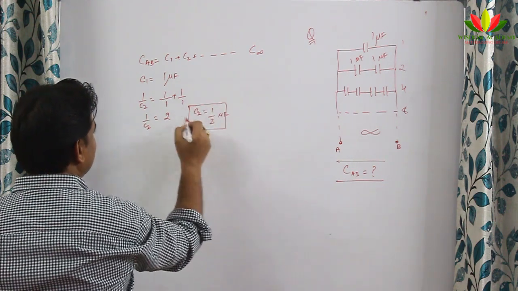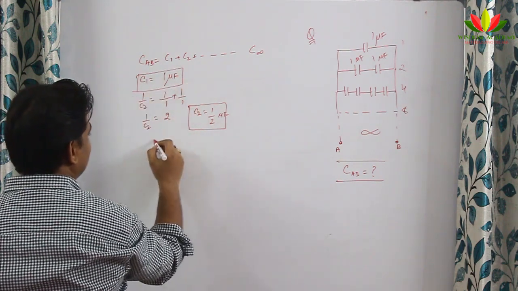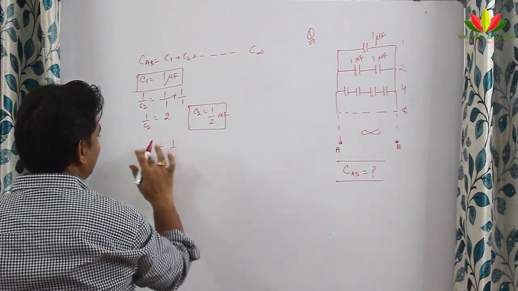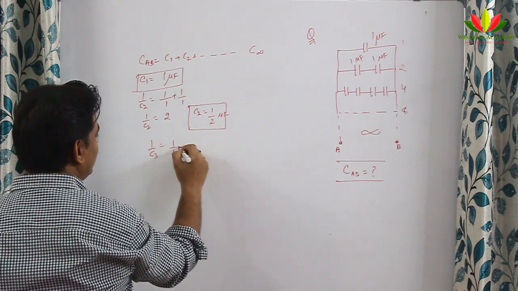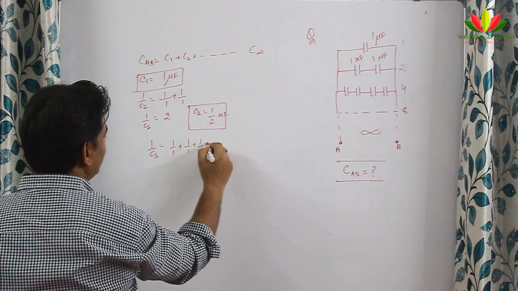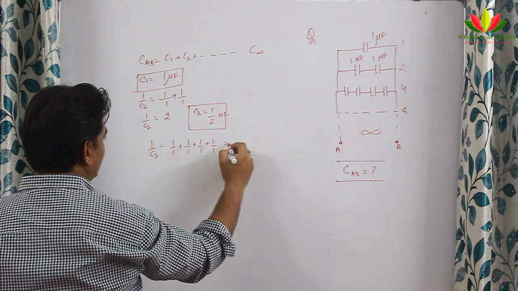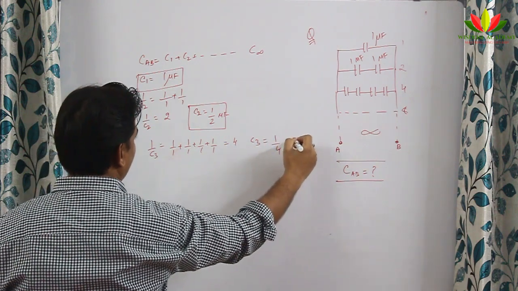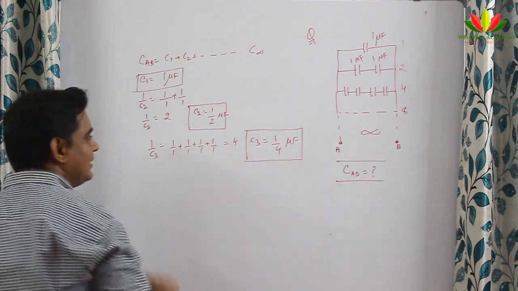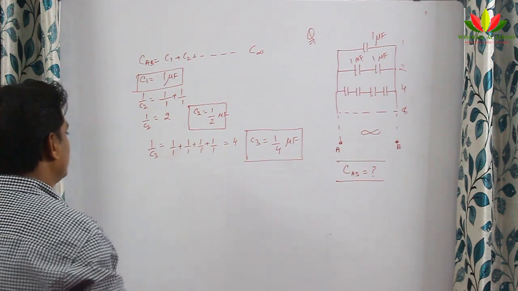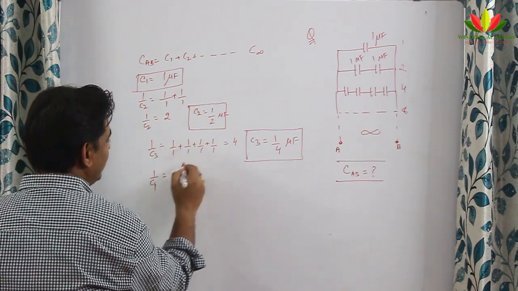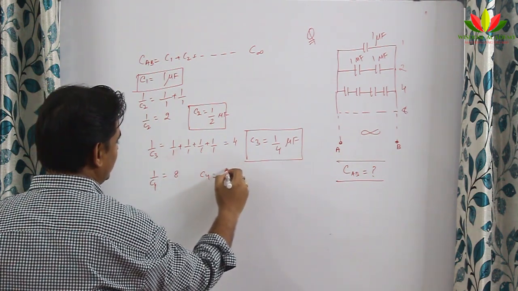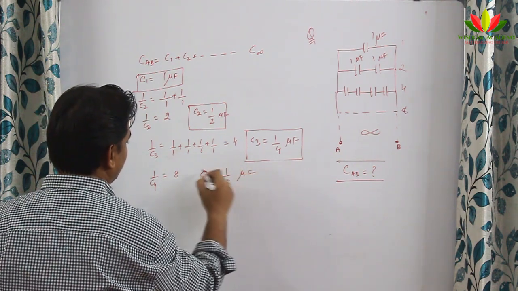In the same way, let us try to find what is C3. 1 by C3 is equal to 1 by 1 plus 1 by 1 plus 1 by 1 plus 1 by 1, that is equal to 4. So C3 is equal to 1 by 4 microfarad. Am I right? In the same way it goes. So 1 by C4 would be 8, so C4 will be equal to 1 by 8 microfarad.